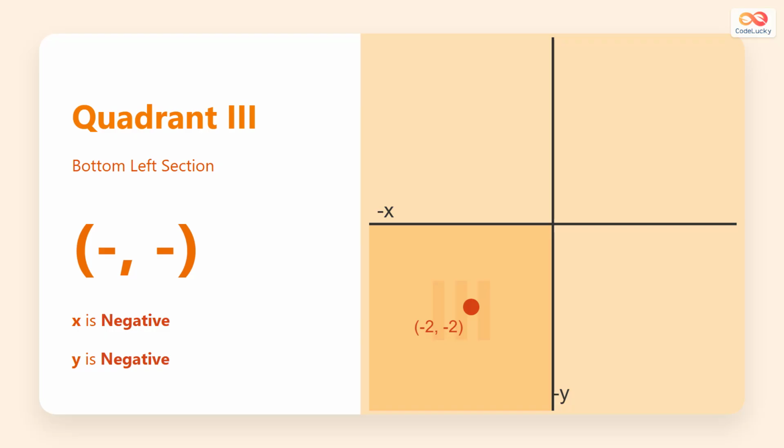Below that is Quadrant III in the bottom left. This is the only quadrant where both coordinates are negative. We have moved left for a negative x and down for a negative y.